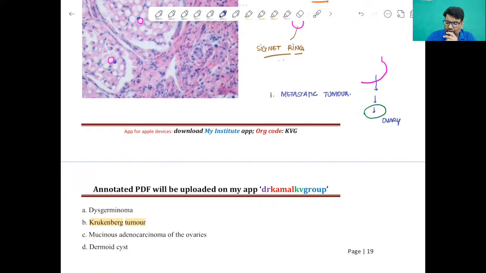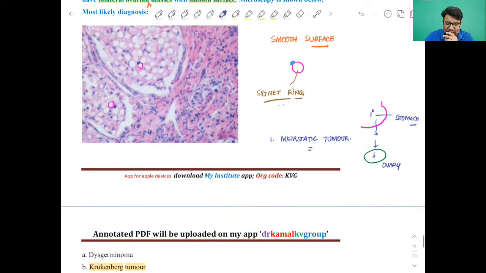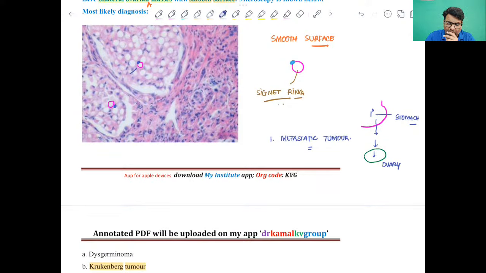So the primary site is in the stomach, and the cells drop down over the surface of the ovary. So this is a classical ovarian tumor. So primary in stomach, secondary in ovary, and these are actually direct droppings giving rise to the classical signet ring appearance. So please remember, signet ring appearance in ovary, this is Krukenberg tumor.